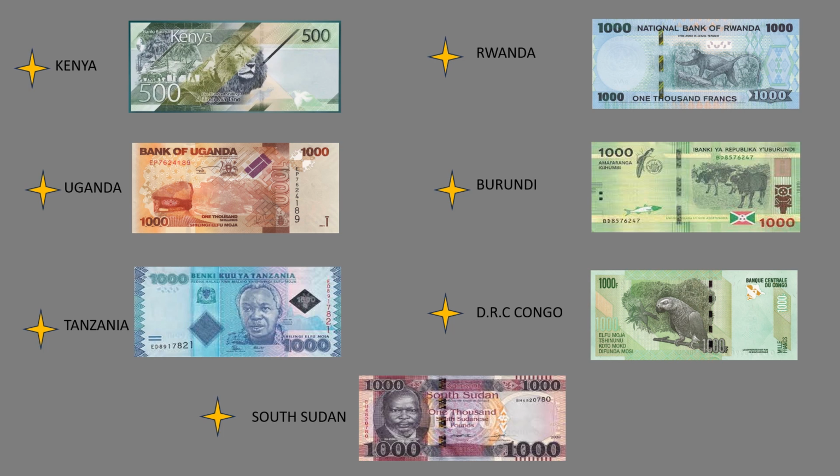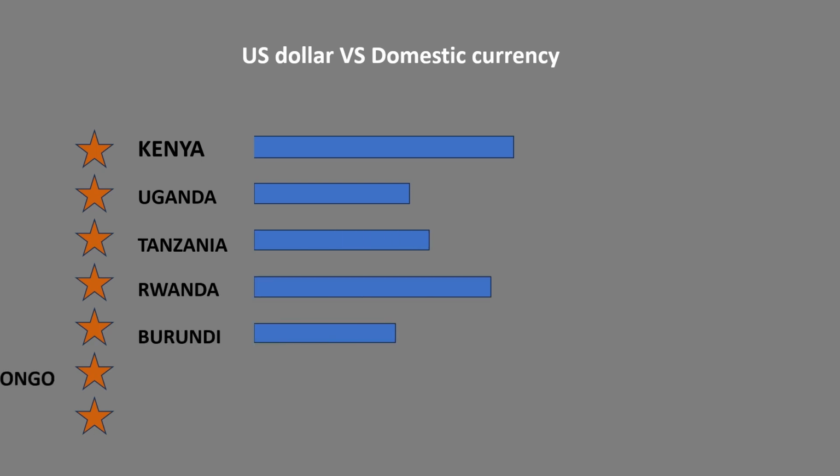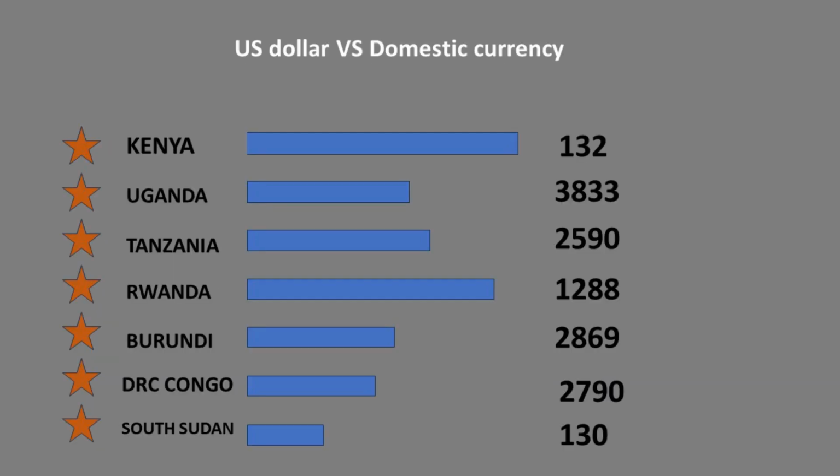Currencies have their own exchange rates against the US dollar, which can have a significant impact on trade and investment in the region. These are their exchange rates as of April 2024 against the US dollar. 1. Kenyan shilling at 132 shillings. 2. Tanzanian shilling at 2,590 shillings. 3. Ugandan shilling at 3,833 shillings.